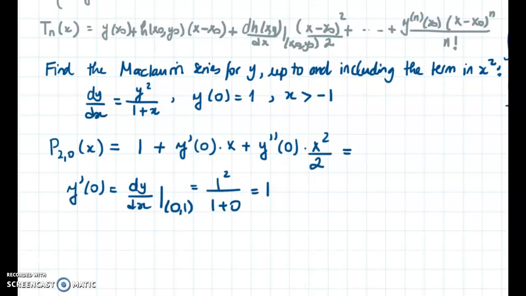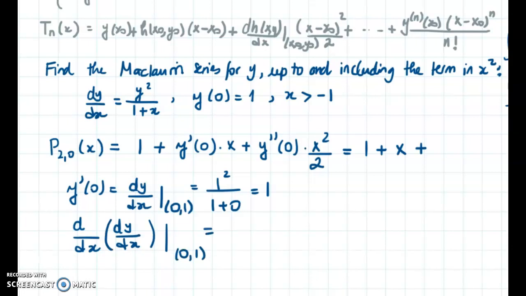So let me write the next term, 1 plus x, and then plus, for the next one, we need to consider the derivative with respect to x of the derivative of y with respect to x. And then we need to evaluate this at (0, 1). So let's find what this derivative is. We need to take the derivative with respect to x of y squared divided by 1 plus x, and then we're going to evaluate this at the point we want.